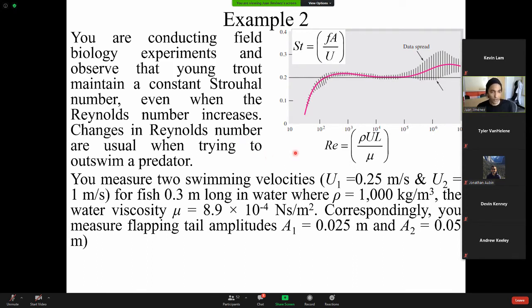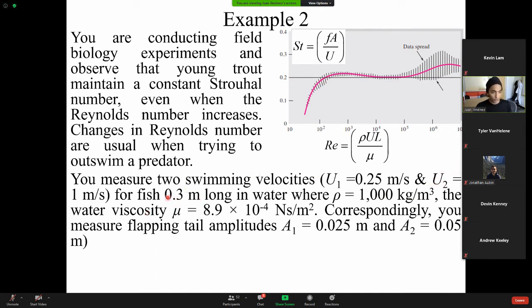All right, so look here at the Strouhal number: over several orders of magnitude of change in the Reynolds number, the Strouhal number is staying about the same, very close to 0.2. Changes in Reynolds number are usual when trying to outswim a predator. When you have a fish, normally the Reynolds number will go much higher and you get a change in Strouhal number. So you're measuring two swimming velocities of fish, velocity 1 and velocity 2.